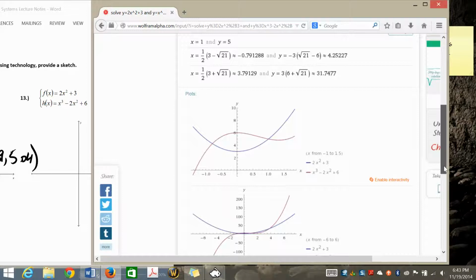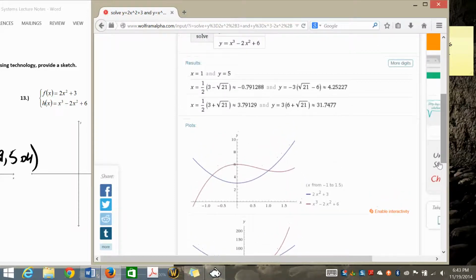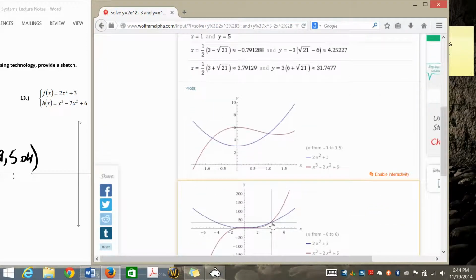Wolfram does a great job of locating those 3 intersection points, and your graphing calculator would too. One of them happens right nicely at 1, 5, so there's a nice solution. The other 2 solutions are a little bit messier. One of them happens at x equals -0.79 and 4.25. That's this one here. The other one is going to happen over this way, way up higher, getting kind of close to 50. So here my x-coordinate is 3.79 and my y-coordinate is 31.7. And so that allows us to find each of those different locations.